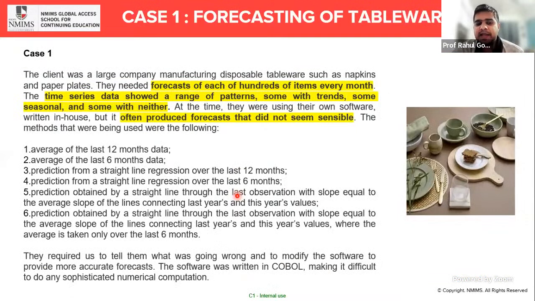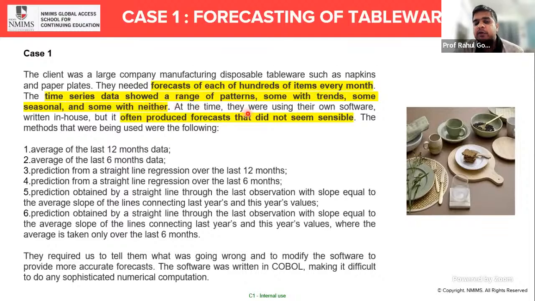Now, there are some examples, and these are problem statements where time series forecasting is being done or is being asked to be done. The first is forecasting of tableware. This client was a large company manufacturing disposable tableware such as napkins and paper plates. They needed a forecast of each of 100 items every month, and the time series data showed a range of patterns: some with trends, some with seasonality, some with neither.